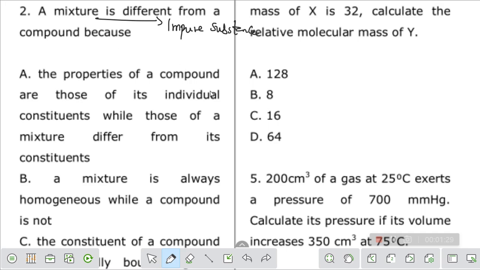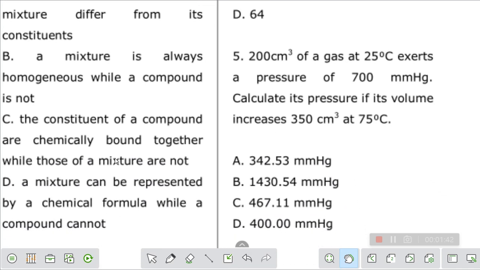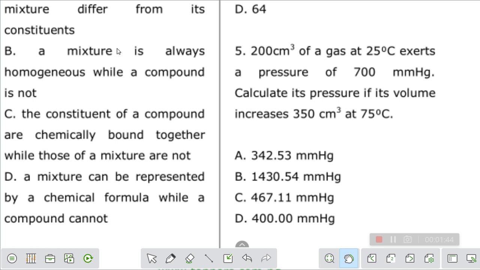But this one is actually for mixture. What they said here is supposed to be for mixture. Why do they say those of the mixture differ from its constituents? That of a mixture is not like that. Option B says a mixture is always homogeneous. That's not really right.